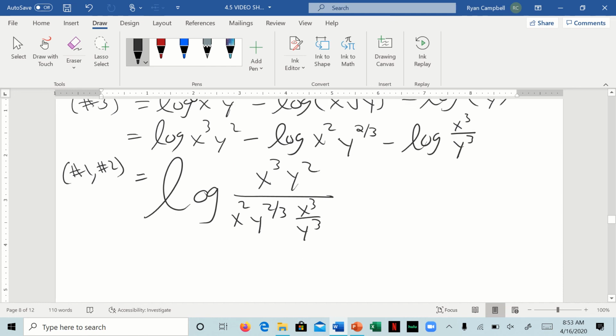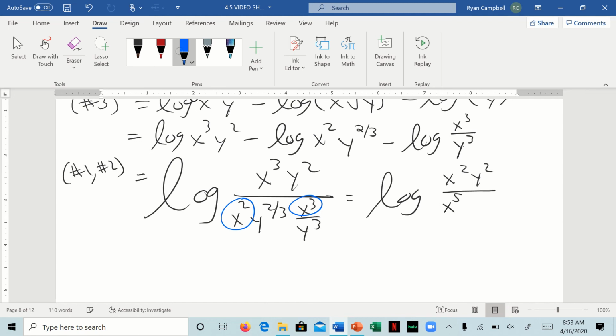All right, but we can simplify more than this, right? So we get log of, so if we want to simplify things a little bit, on the bottom we get an x squared and an x cubed, so that would just be x to the 5th. You add those two together, and then you get y to the 2/3 and y to the 3rd, which would be y to the negative 7/3. Yeah, right, because this y is on the bottom.